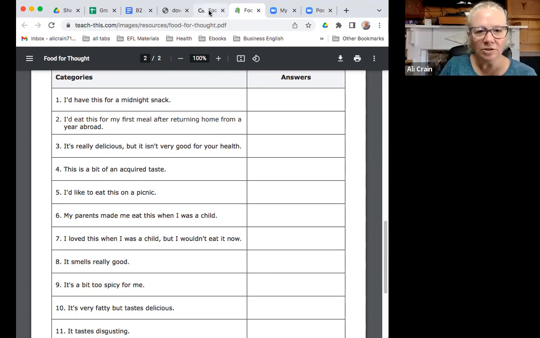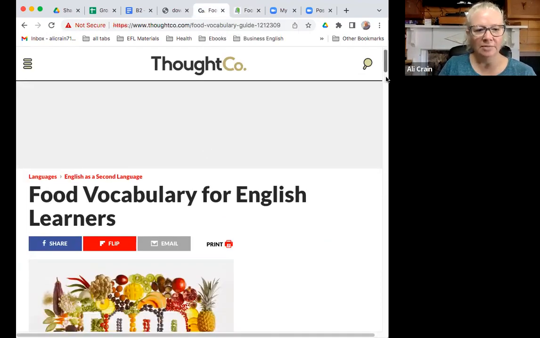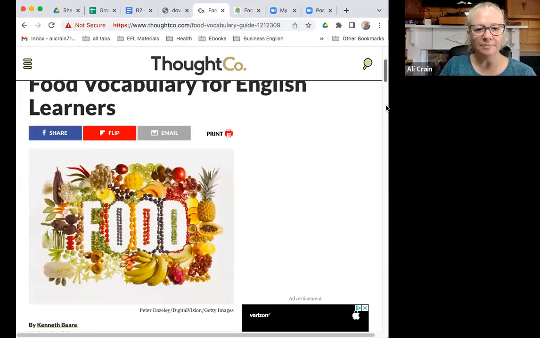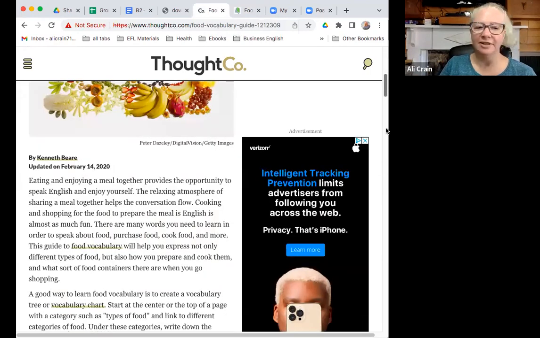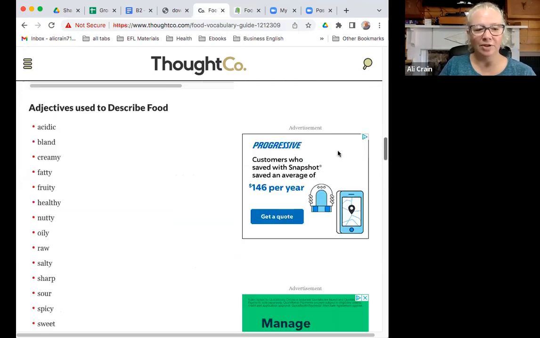I'm also going to, in the link or in the chat, share some food vocabulary as well. It's not going to have every type of food, but it's just some of the basics that we have, and then adjectives that we use to describe some foods as well. So this is just going to be additional information for you. So I'll add that into the chat.